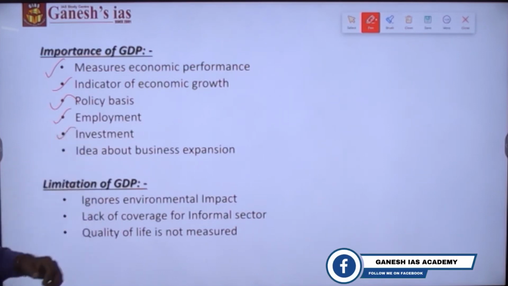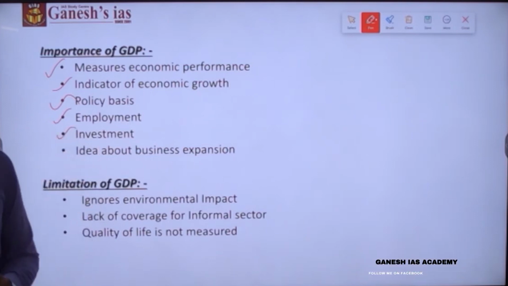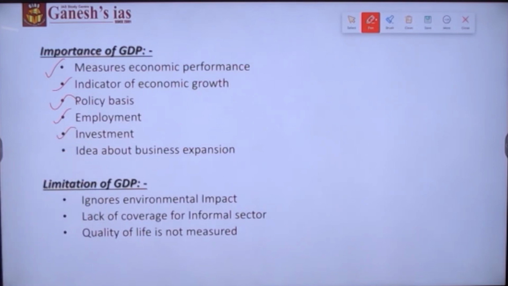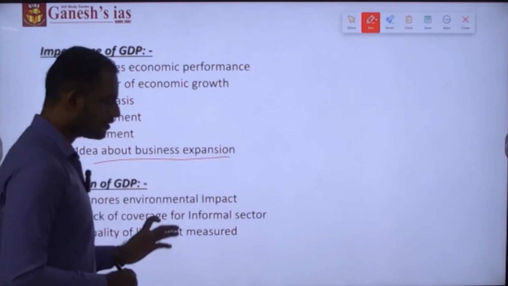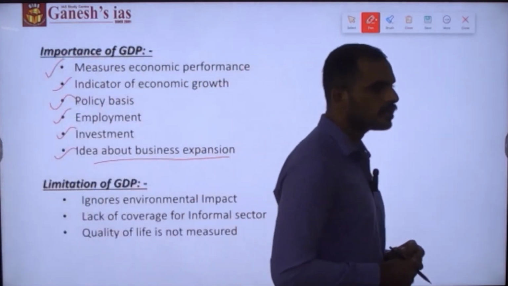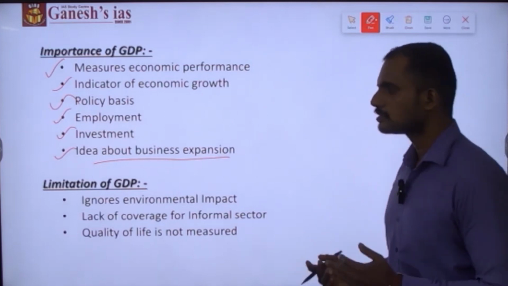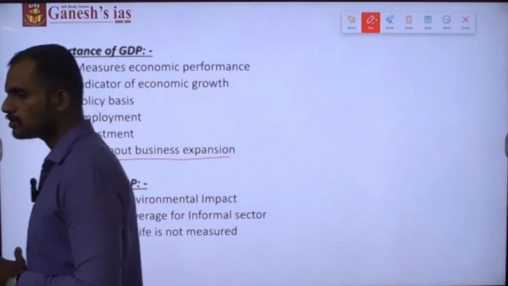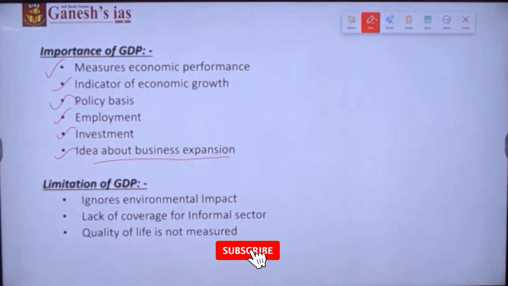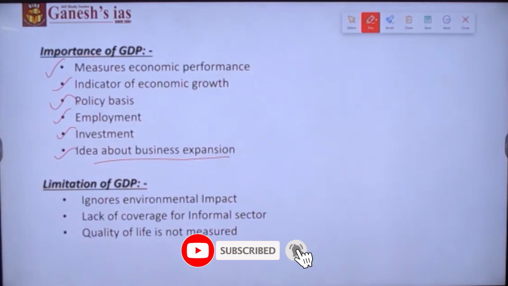And then it will help investors take their investment related decisions in the economy, and it will give an idea about business expansion. For example, from the GDP data we can identify whether the economy is undergoing a recession or is in a boom period. So such business cycles or economic cycles could be identified through this data.